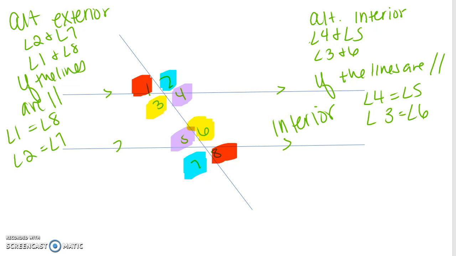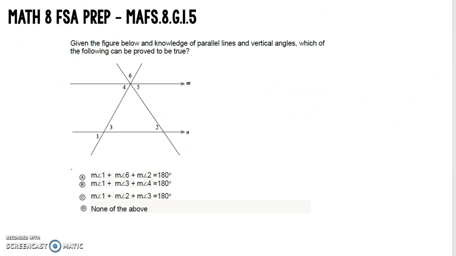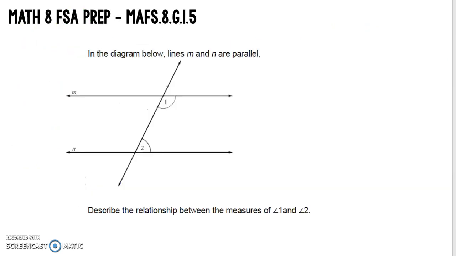Okay, so let's keep all of that in mind, and let's think about this question here. It says in the diagram below, lines M and N are parallel. What is the relationship between angle 1 and angle 2? What do you think their relationship is? Are they going to be equal? Are they going to be 180? What's their relationship? How do you know? So their relationship is actually 180.